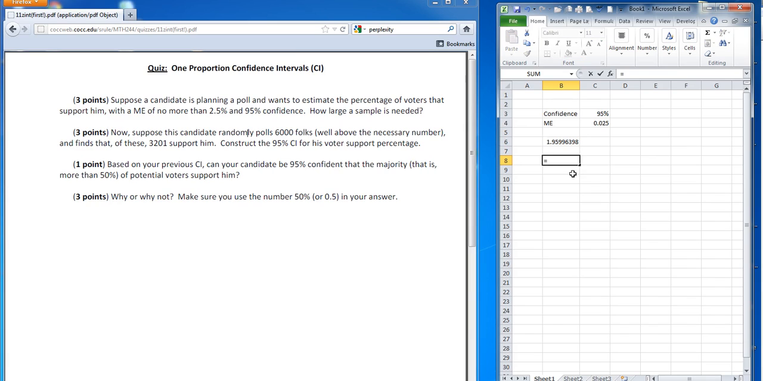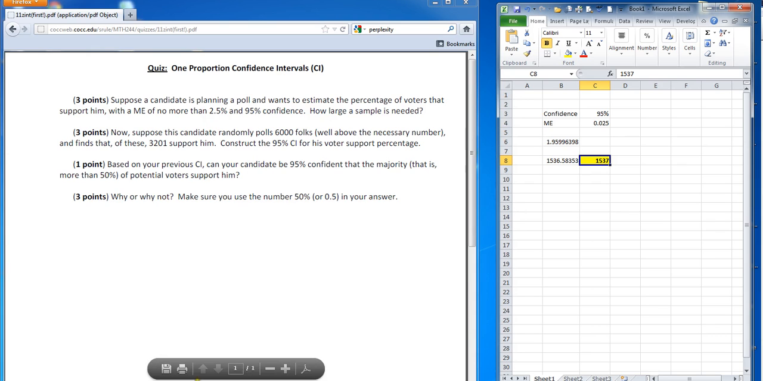Anyway, to get our sample size, we just take that critical value squared and multiply it by 0.25. We did this all in class. And then we divide the result by the margin of error squared. And there's our result, 1536.58. But you want to round that up to 1537. 1537 is your minimum sample size to maintain your confidence and your no more than 2.5% margin of error. So there's your solution to number one.